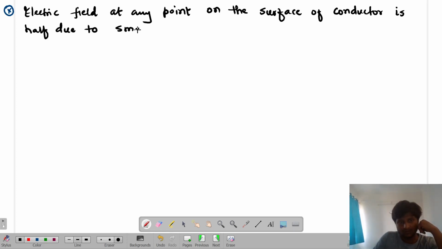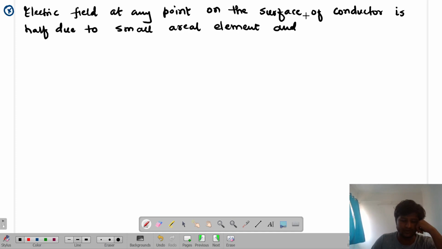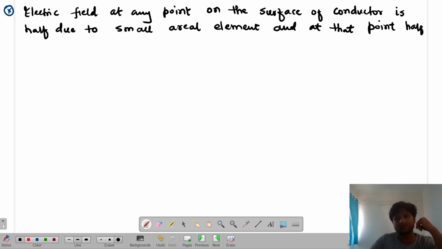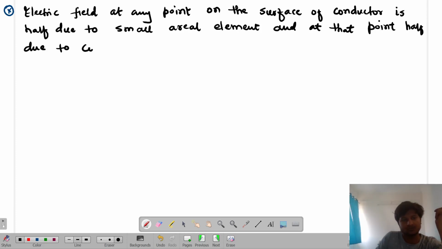a small areal element at that point, and half due to the remaining conductor. Now you will not understand what sir has said. So let us understand through a diagram what it is. It's a very important statement.